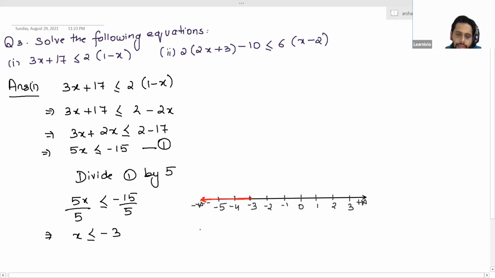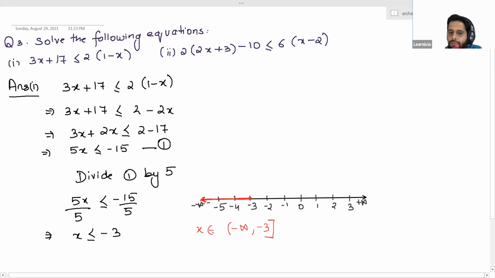Okay. Now in interval form, how can we write this? We can write this like this: x belongs to minus infinity. Always remember the infinity should always be in the open interval. So we will write like this: minus infinite, minus 3. Now, Iqra, can you tell me that minus 3 will be in closed interval or in open interval? Closed. Very good. Closed.